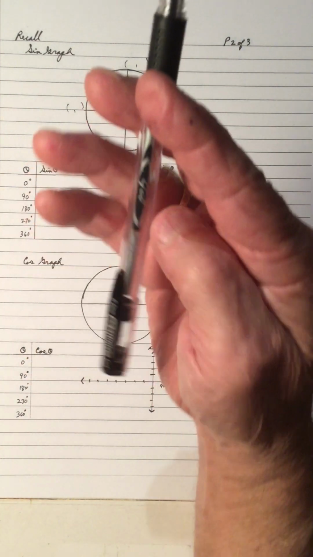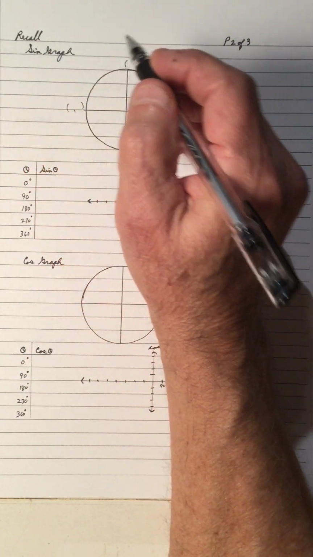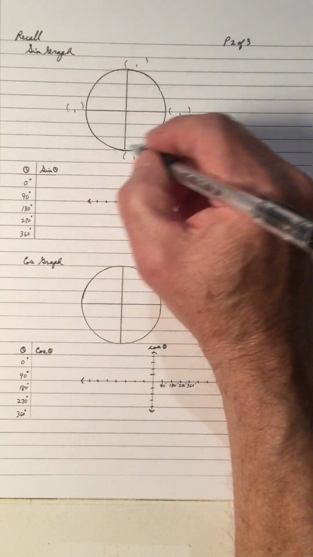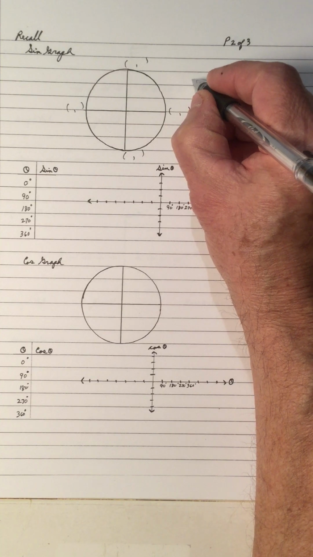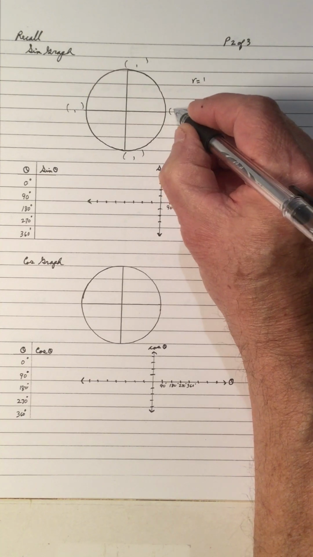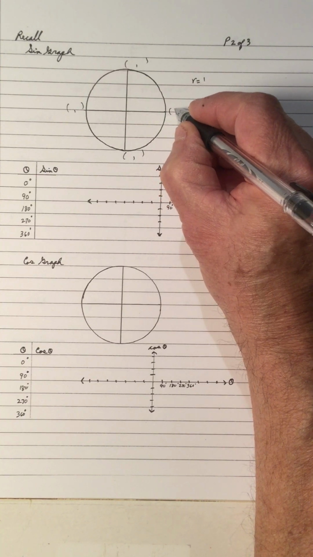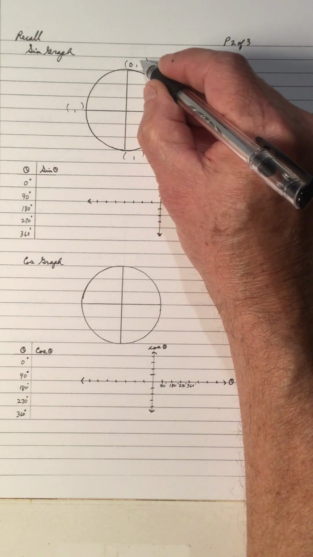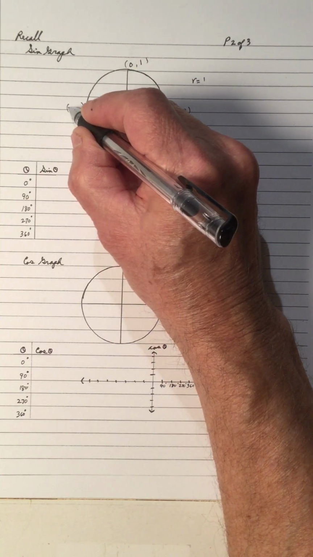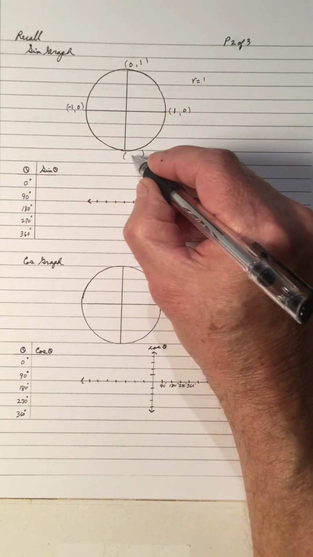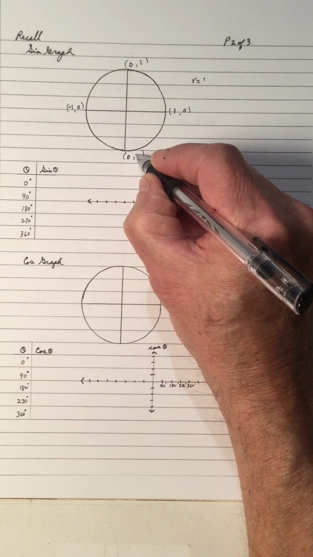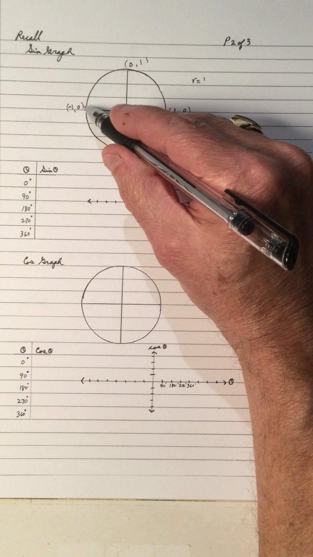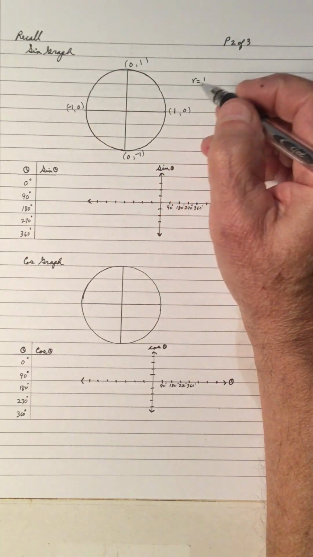Recall, let's look at the sine graph. We have a circle, and this is a unit circle whose radius is 1. So this point right here, x is 1, y is 0. Right here x is 0, y is 1. And right here x is negative 1, y is 0. And right here x is 0 and y is negative 1. So that's 0, 90, 180, 270, 360.